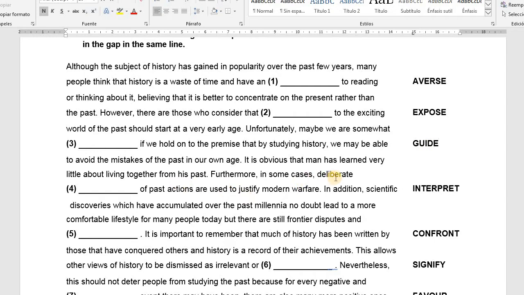In some cases, deliberate is just used to justify, so it has to be negative, and it is plural, so you need a plural noun in the negative. A deliberate interpretation doesn't exist. It's like you interpret it wrong on purpose. Disputes, so this is a plural noun. Irrelevant, a negative adjective, you need a negative adjective.